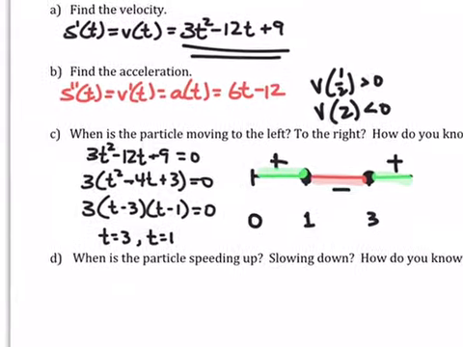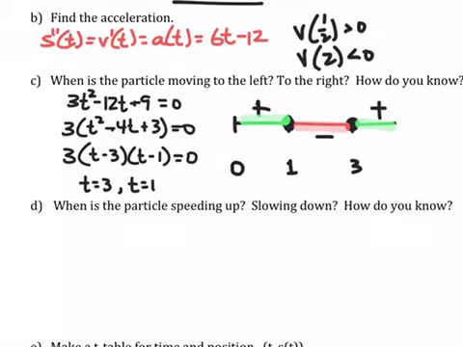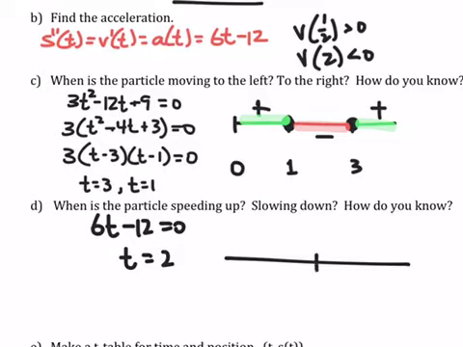So let's talk about when would the particle be speeding up. So with regards to speeding up, what I'm going to want to do is compare the velocity outputs with the acceleration outputs. So the first thing I want to do is find out where the acceleration is going to equal 0. So I'm going to take the acceleration function, which is 6t minus 12, set it equal to 0, and solve. It looks like acceleration will equal 0 at t equals 2.